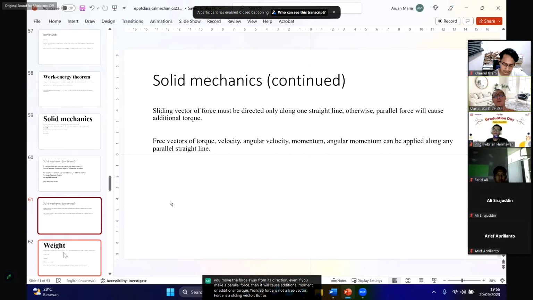whereas vectors of torque, velocity, angular velocity, momentum, and angular momentum can be applied at any point. So they are free vectors. You can apply them to any point of the body. You can translate them as long as they are parallel to each other. You cannot do it to a force. Force should only be directed in one direction, whatever the direction it has. It cannot be translated.